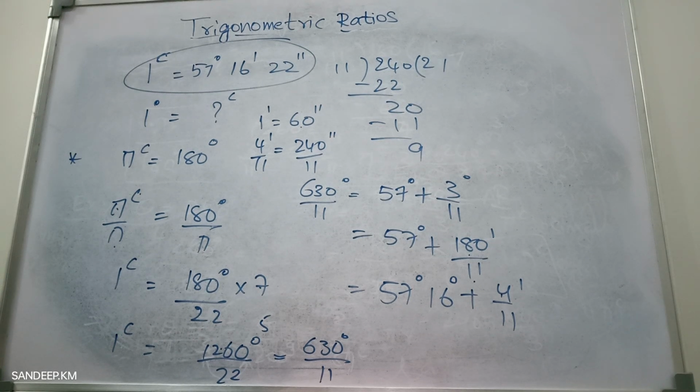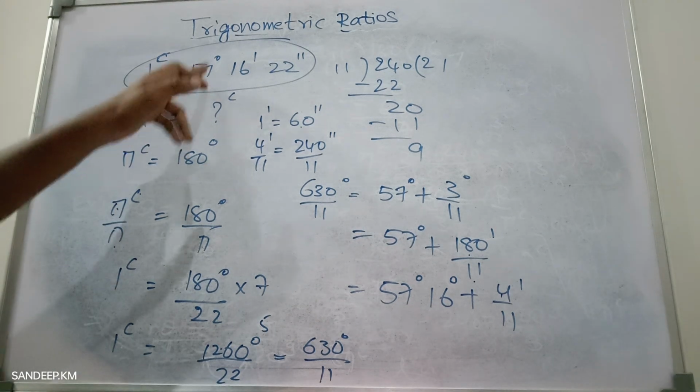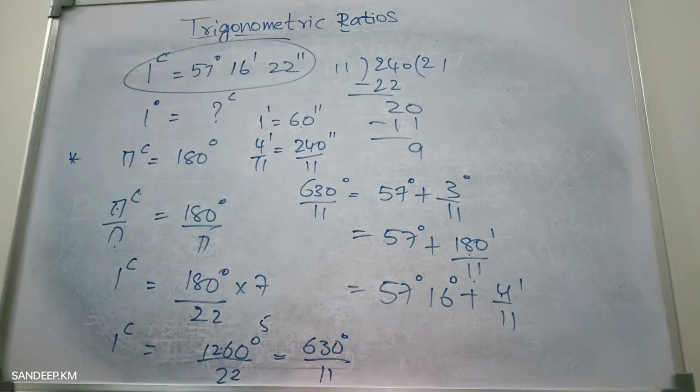So concepts are very important. In the textbook, it will be like 1 radian is equal to 57 degrees, 16 minutes, 22 seconds. Is it always possible to learn by heart, or is it always possible to remember? You should know the methods. Why is 1 radian this particular number? You should know why. You got it? So next, similarly, let us see how to find 1 degree in terms of radians.